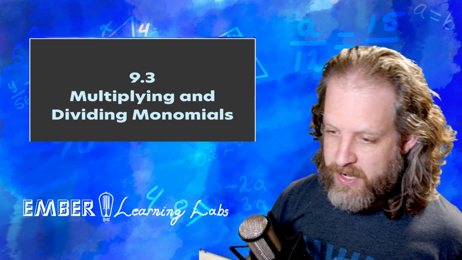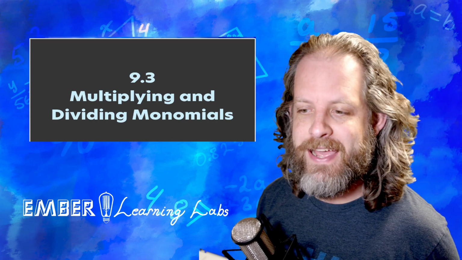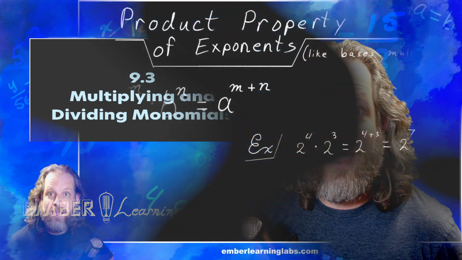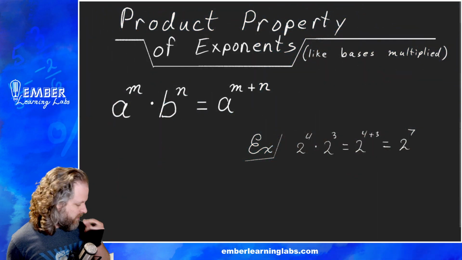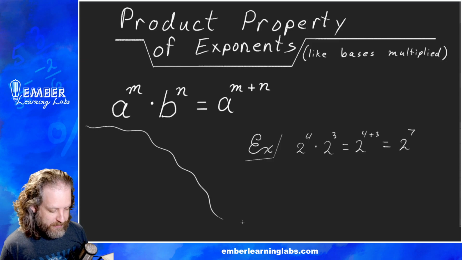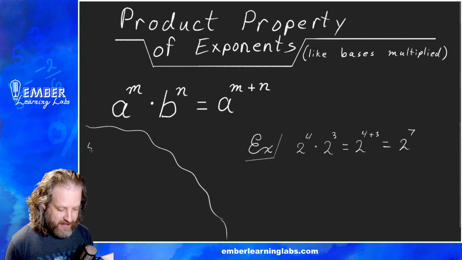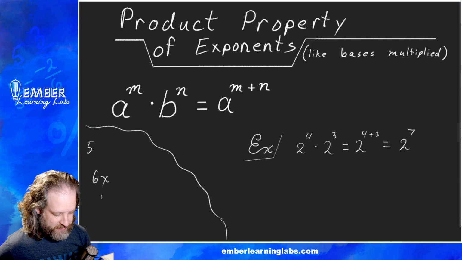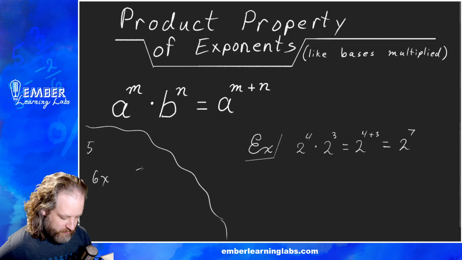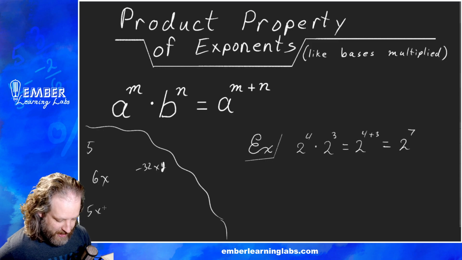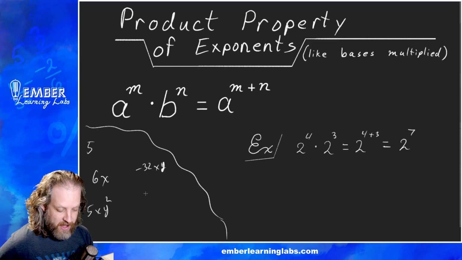Right, lesson 3. We're going to talk about multiplying and dividing monomials. Let's dive right in. Okay, so what is a monomial? Let's kind of remind you what that means. So examples of monomials are things like 5 or 6x or negative 32xy or 5xy squared. Those are all monomials.